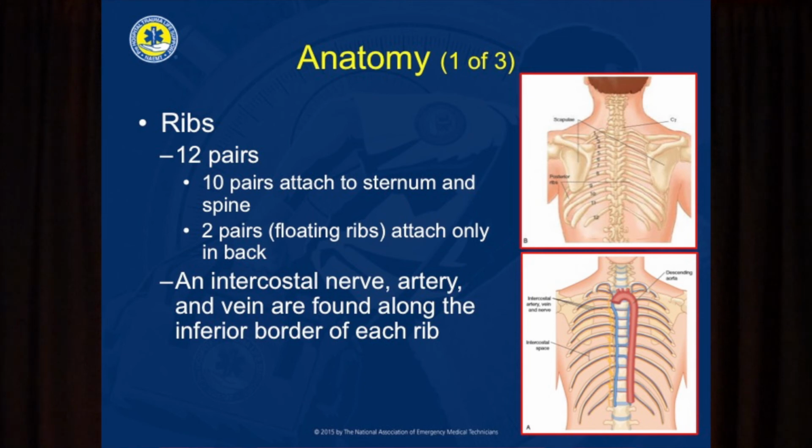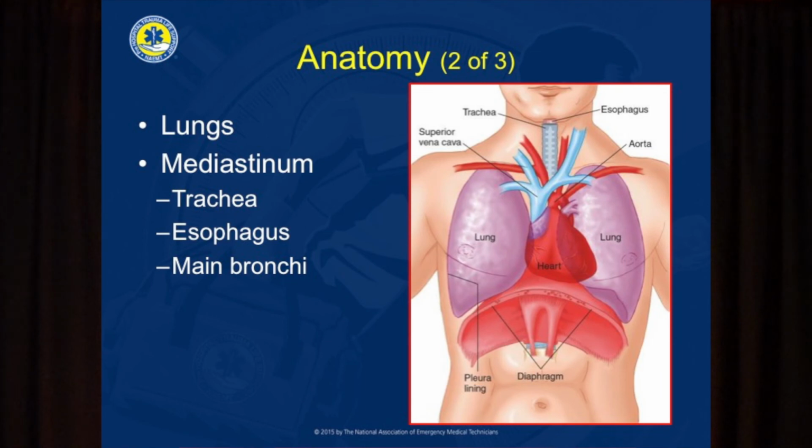There is also underneath each rib an intercostal nerve, artery, and vein that runs along the inferior border and hangs down slightly from each of these ribs. The lungs are on either side of the heart. Then we have the mediastinum, in which the great vessels and the trachea and esophagus can be found.